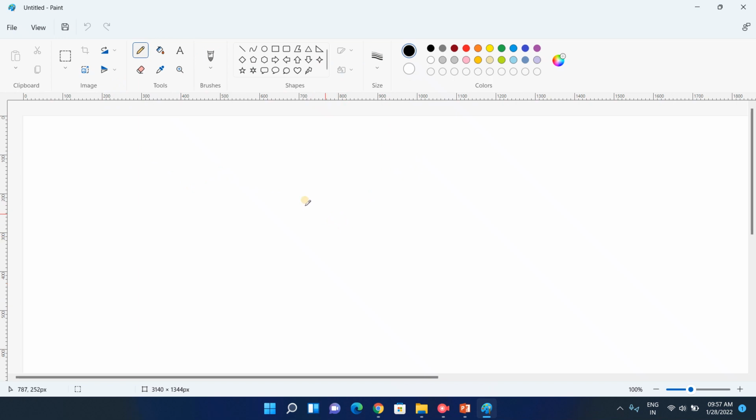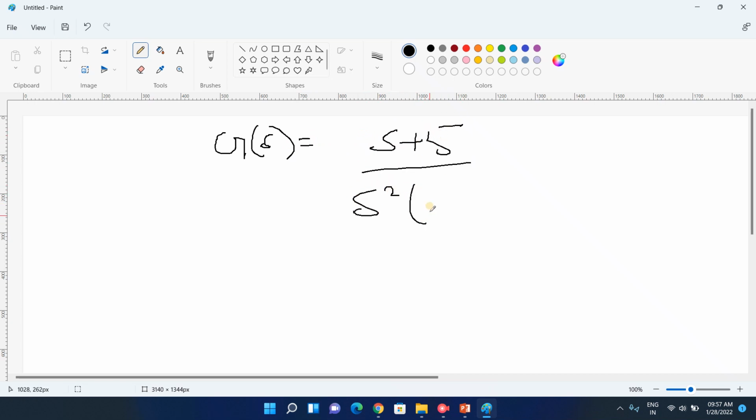If you have any equation, suppose G(s) equals, say, (s + 5) / (s^2 (s + 3)(2s + 5)). You have a transfer function like this.